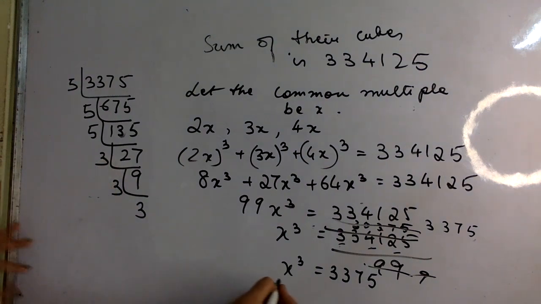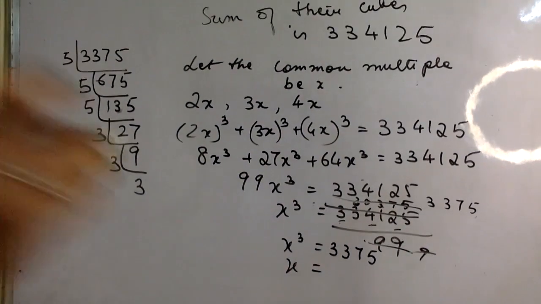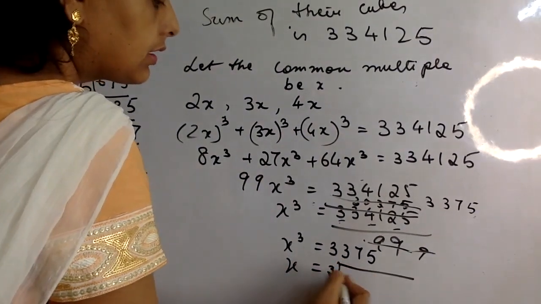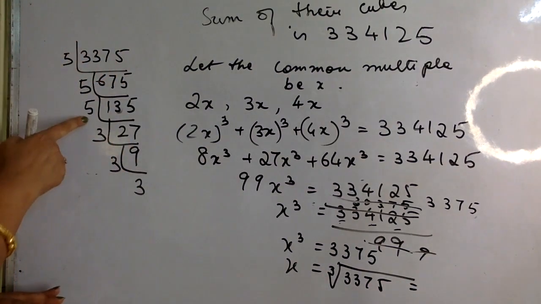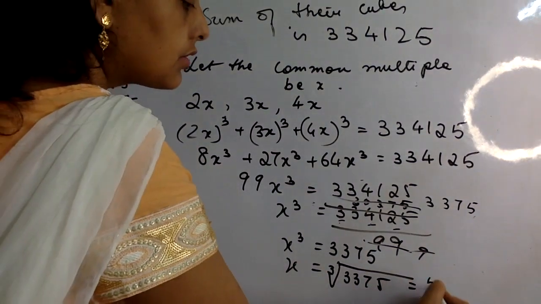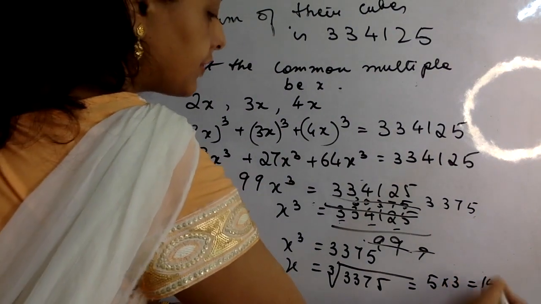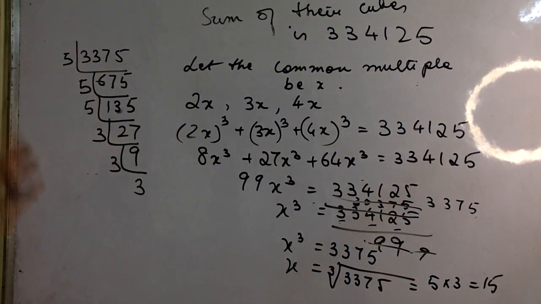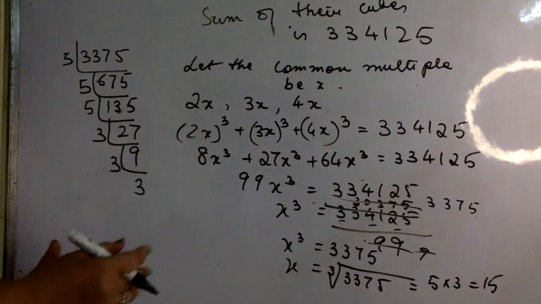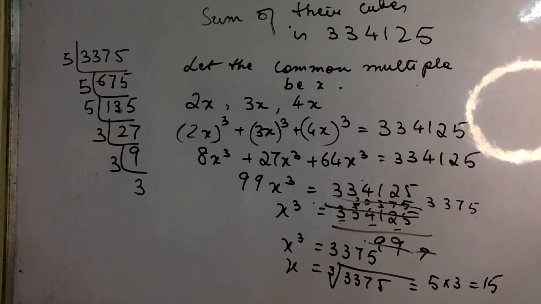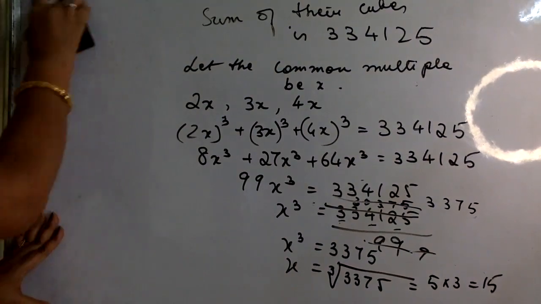So the value of x is the cube root of 3375, which is here: take one 5 and take one 3 from here. So 5 into 3 is 15. Okay, that is not the end of the sum. People will leave the sum over here and they will not get their marks. They have asked for what are the numbers. Now we need to find the numbers as well.